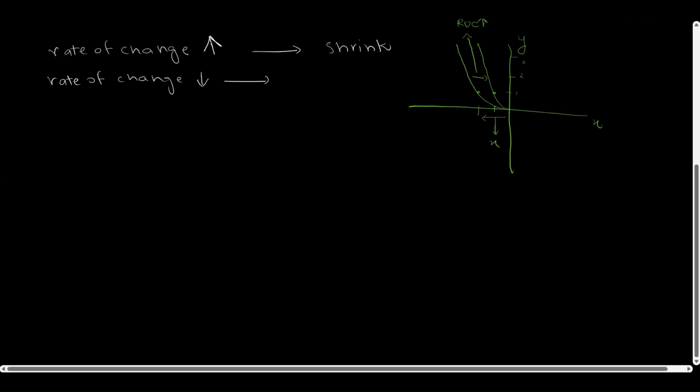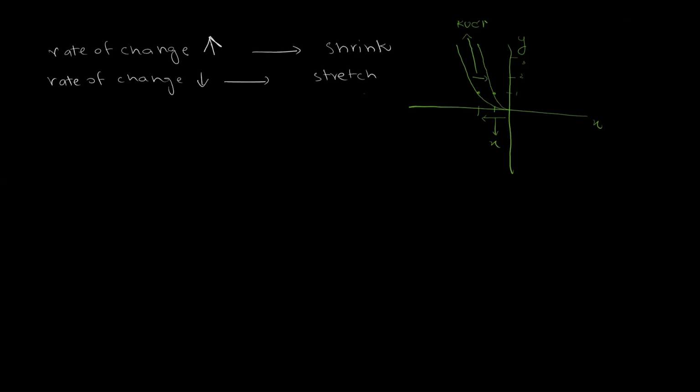The function tends to stretch. When the function stretches, we see that reaching the value of 1 on the y-axis basically becomes later on the x-axis. That means the rate of change has now slowed down, and reaching the value 1 on the y-axis is later on the x-axis.